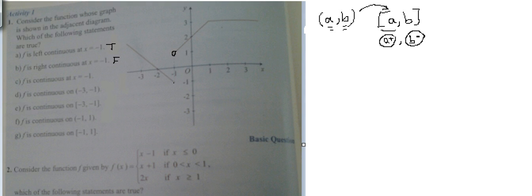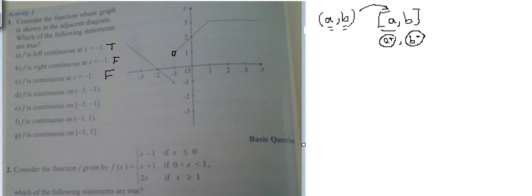Is f continuous at x equal minus 1 exactly? To be continuous at x equal minus 1, the limit at minus 1 minus should be equal to the limit at minus 1 plus, and should be equal to f of minus 1. At minus 1 minus, it is minus 1. At minus 1 plus, it is 1. They are not equal, so this one should be false.